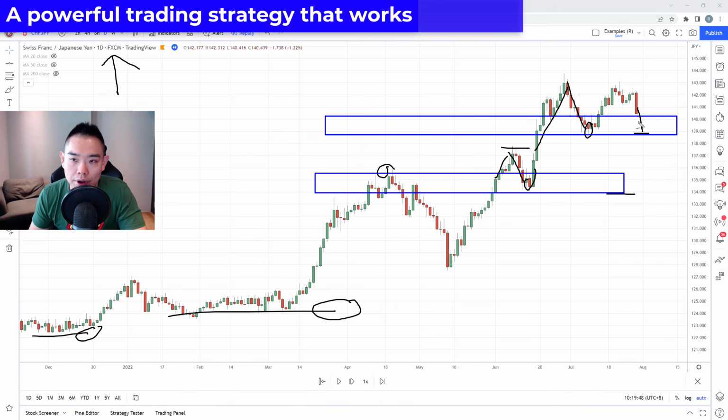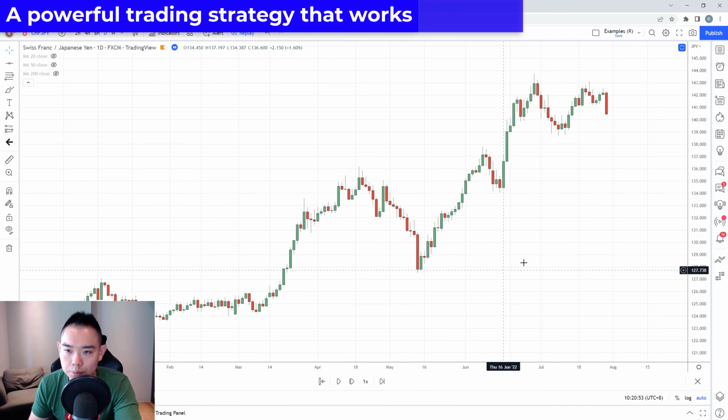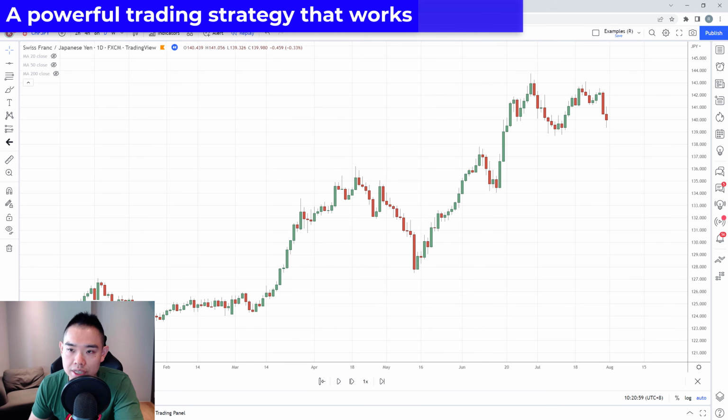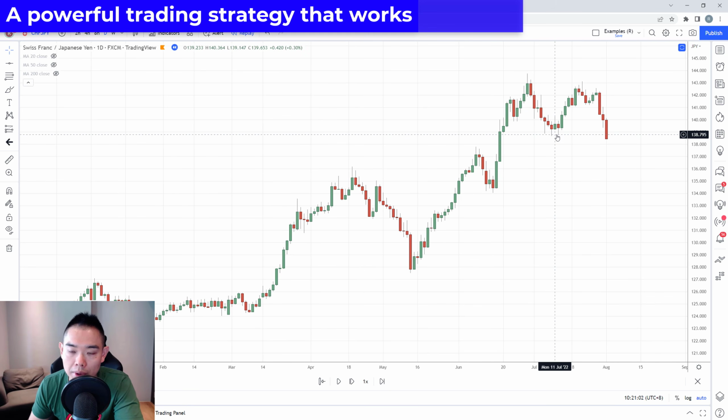So now that we have spotted these two areas of value, the two blue boxes over here, the next thing is we are looking for a valid entry trigger to go long. As you know, you've learned things like your hammer, your bullish engulfing pattern. So let's see what happens next. In this case, the market came into our area of value, but do we have an entry trigger to go long? Let's find out.